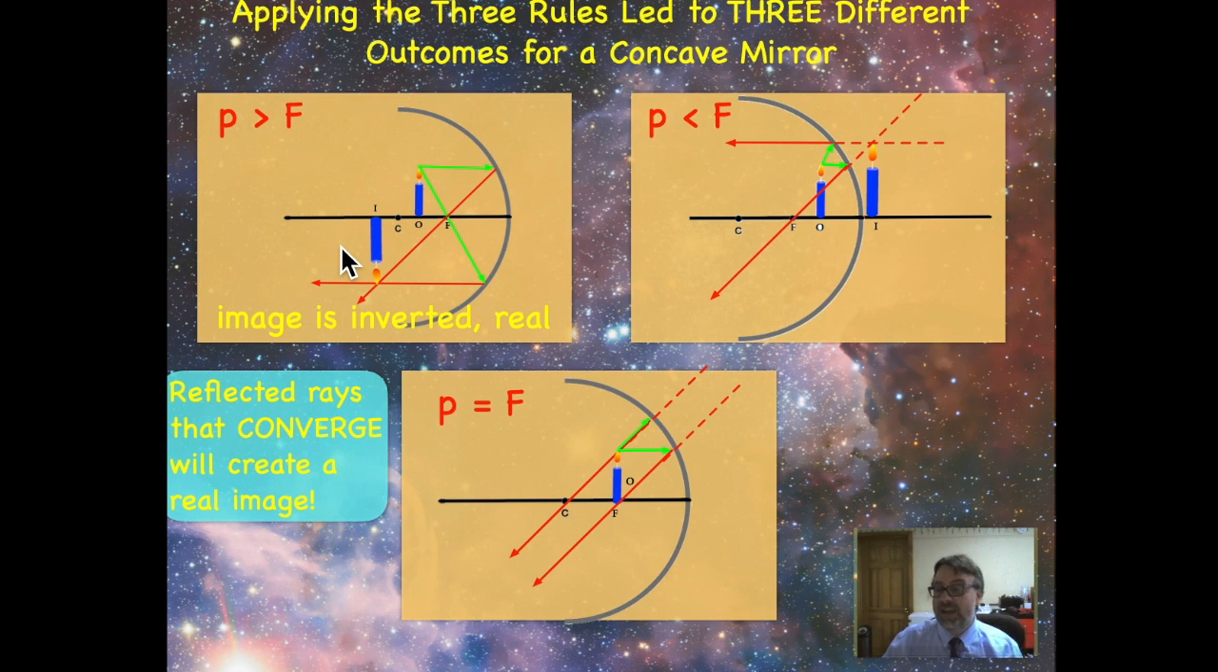And again, a real image is one that I could shine on a piece of paper. So if I had this real setup in the lab, I could put a piece of paper where this image is forming, and I could shine that image onto the piece of paper. Notice that when the reflections bend inwards towards each other, we call that converging. So these are converging reflections, and a converging reflection will always make a real image.